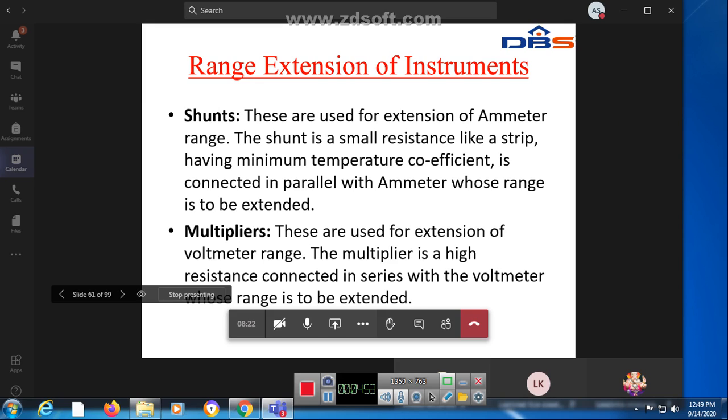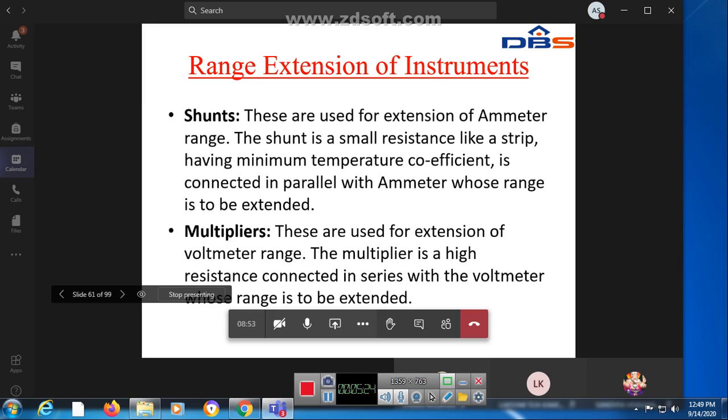At the start, you have to see what an ammeter is and what a voltmeter is. Now let us see the range extension of instruments. To extend the range of an ammeter or voltmeter, any meter, you have to extend that range. For example, if you have a 10 volt voltmeter but you want to extend its range from 10 to 20 volts, that is why we discuss the range of instruments.